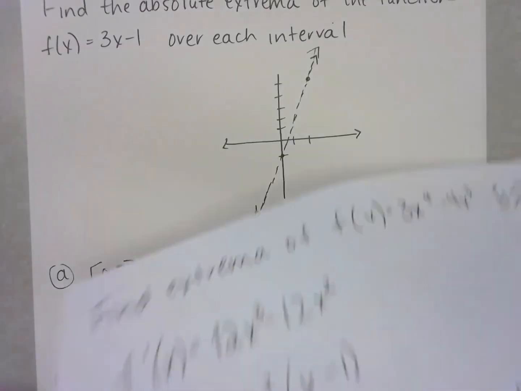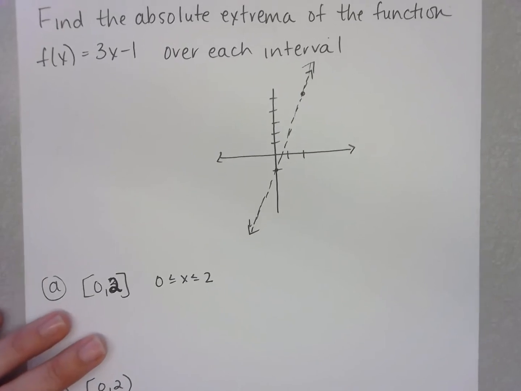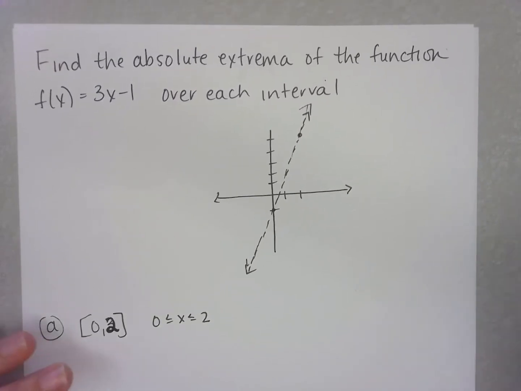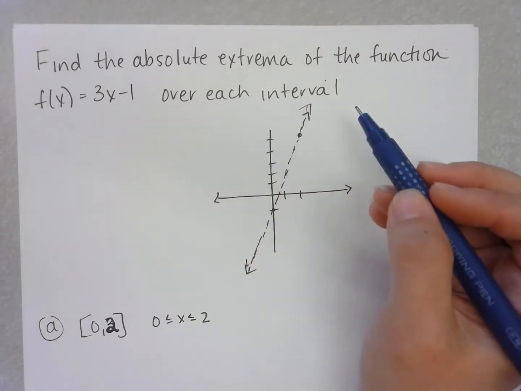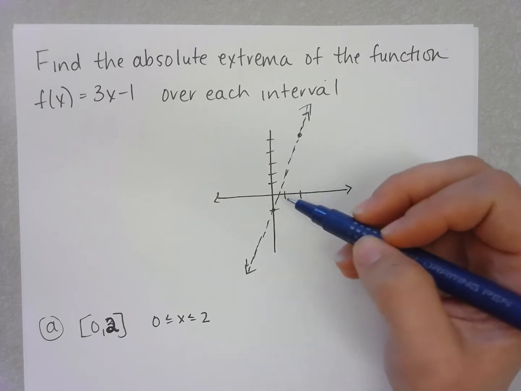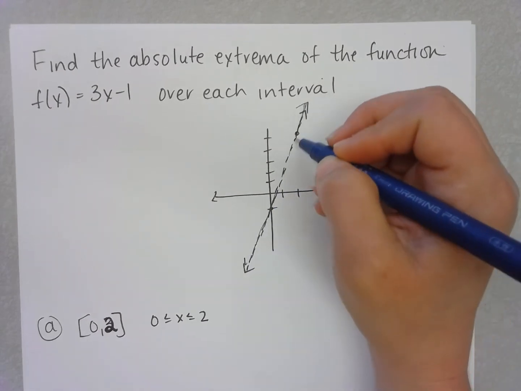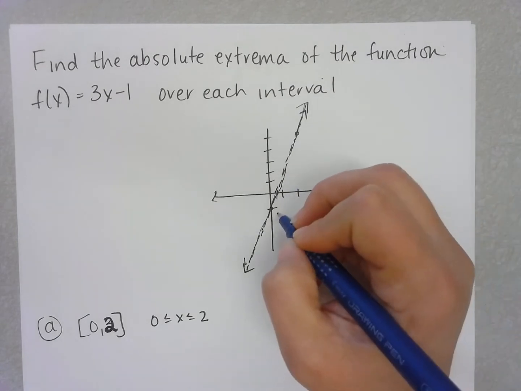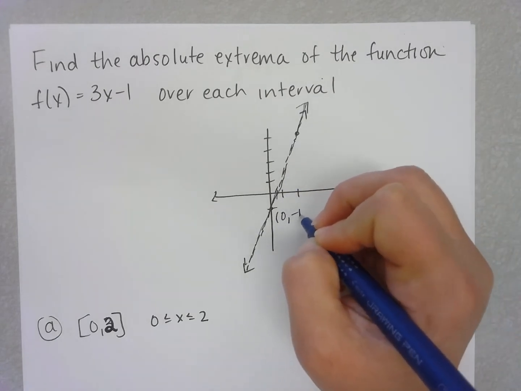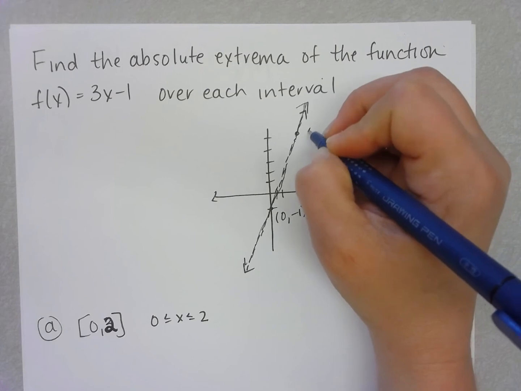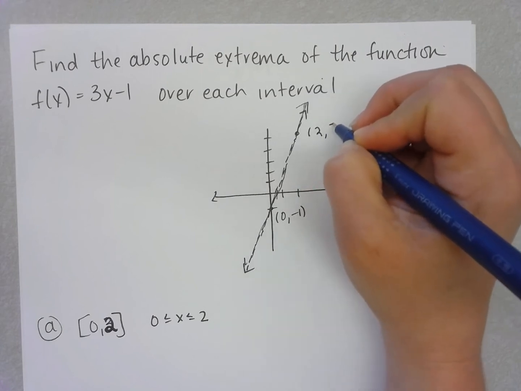All right. So let's try to find the absolute extrema of the function in these different intervals. Okay, so f is 3x minus 1 in each interval. So I have the graph here, right? This is a linear function. I'm going to put some points on here. This is the point 0, negative 1, and this up here is the point 2, 5.